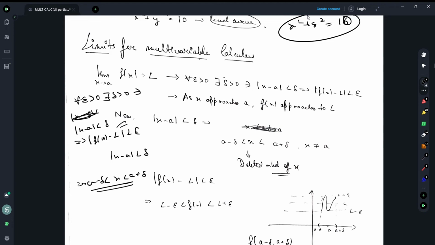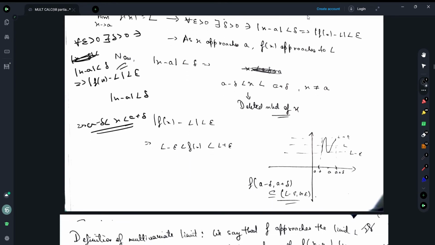So see here, you have the definition. You can take a graphical description also. This is your function f. This is the neighborhood of a. So as x comes into the neighborhood of a, the value of the function comes inside the neighborhood of L, from L minus epsilon to L plus epsilon. Got it? Clear? So this basically implies that as x comes close to a, f x comes close to L. As simple as that.